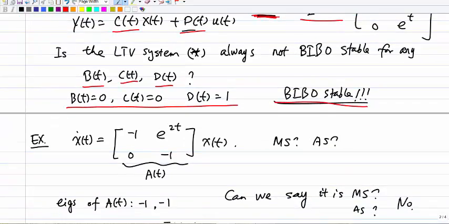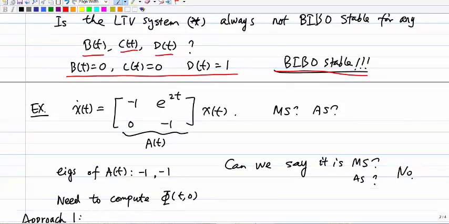Now let's take a look at the second example. I give you the linear time variant system x dot t equals the matrix [-1, e to the 2t; 0, -1] times x(t). This is a linear time variant system because this entry is not a constant.